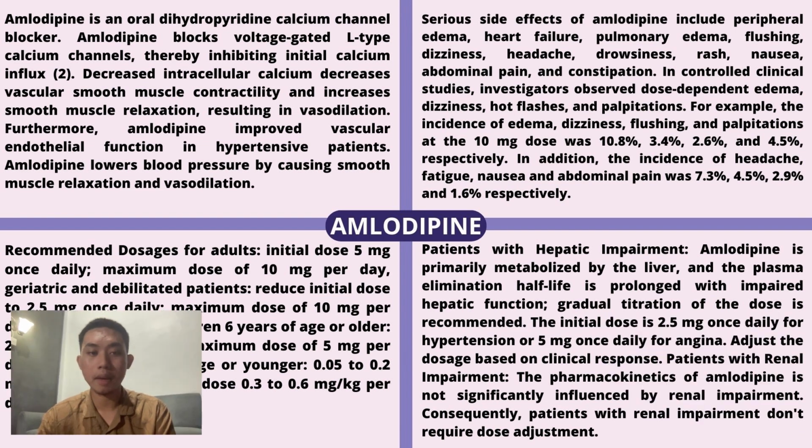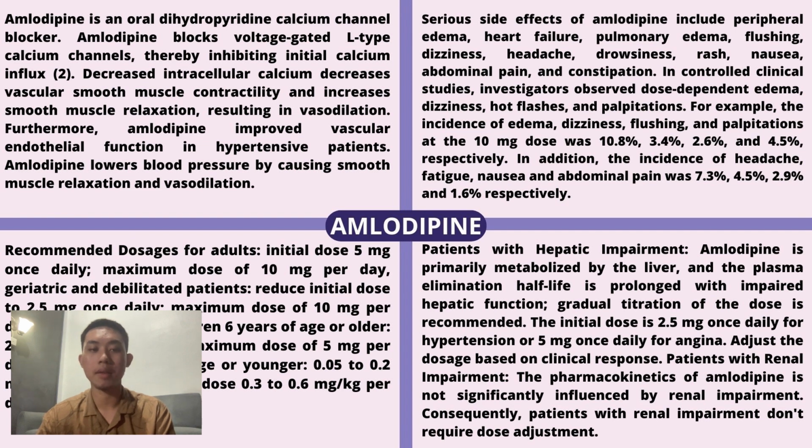Patients with hepatic impairment: amlodipine is primarily metabolized by the liver, and the plasma elimination half-life is prolonged with impaired hepatic function. Gradual titration of the dose is recommended. The initial dose is 2.5 mg once daily for hypertension, or 5 mg once daily for angina. Adjust the dosage based on clinical response.